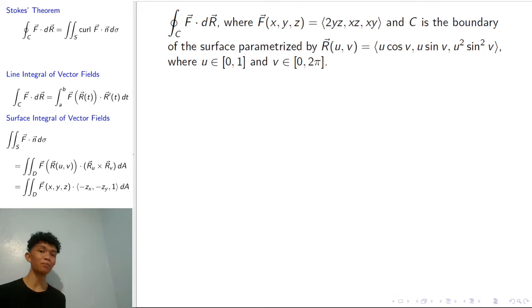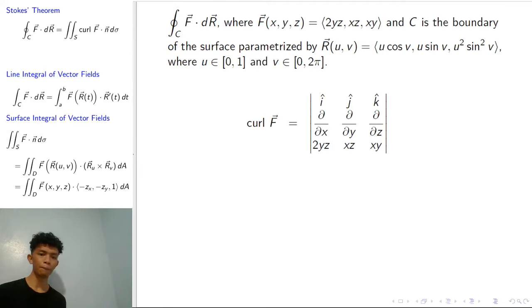Okay. For this example, your vector field f is given by the components 2yz, xz, and xy. Your c is the boundary of the surface parameterized by r of u, v, given by the components u cosine v, u sine v, and u squared sine squared v, where u is in 0 to 1, and v is in 0 to 2 pi. So we begin by finding the curl of your vector field f, again given by this determinant.